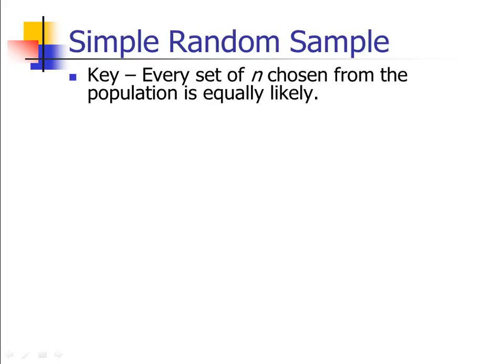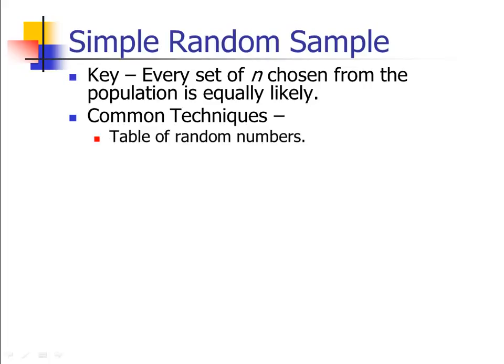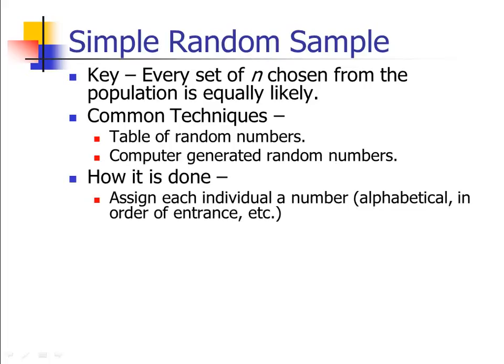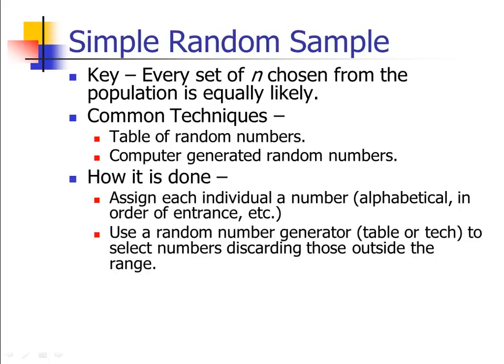So common techniques they're going to use. They'll use a table of random numbers. Less common now. Usually they're going to use computer-generated numbers. And they basically assign each individual a number. Could be alphabetical, order of entrance, whatever it may be. Student ID numbers. And then they use some kind of random number generator. Currently, the most common form people would use would be some form of technology that just randomly selects them.